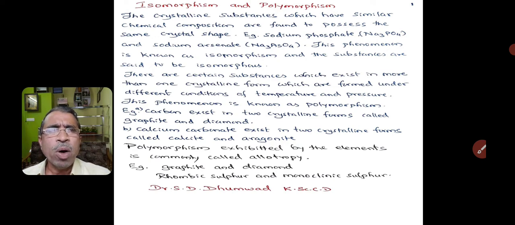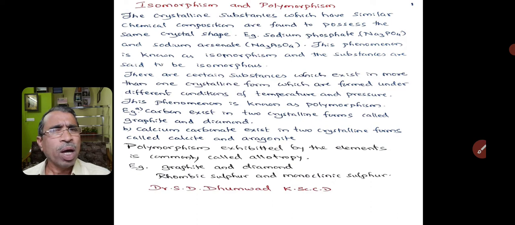If polymorphism is exhibited by the elements, it is called allotropy. The word allotropy is used for the elements in general, and has the same meaning as polymorphism. Whereas in the case of chemical compounds, if they have a crystalline structure, then the word polymorphism is generally used.